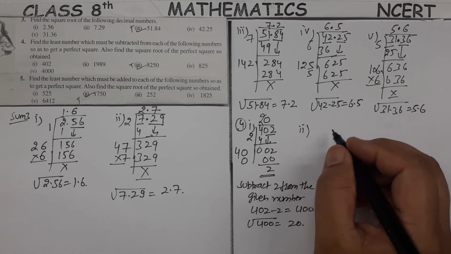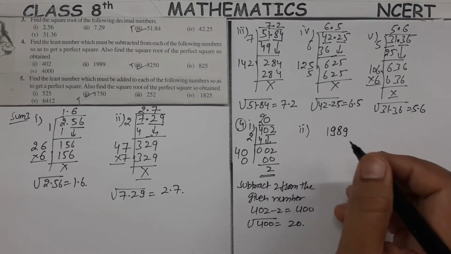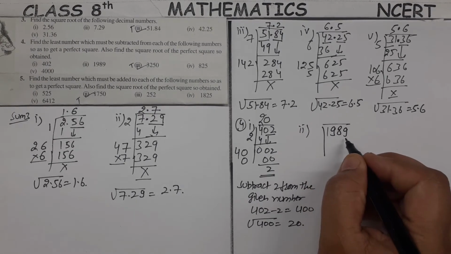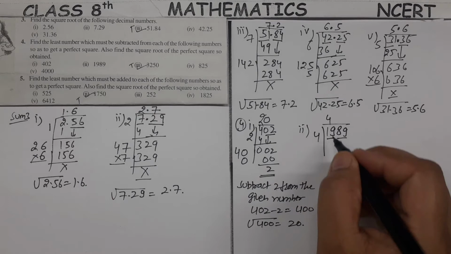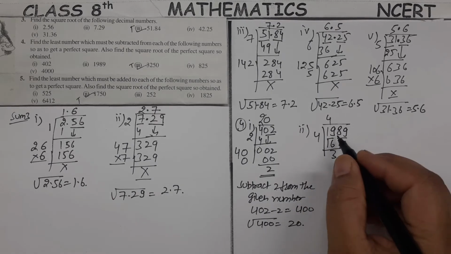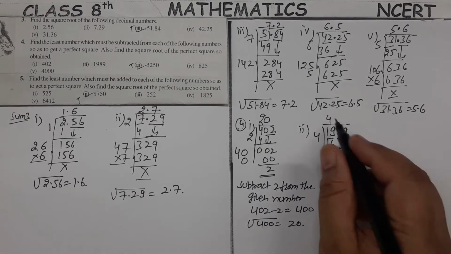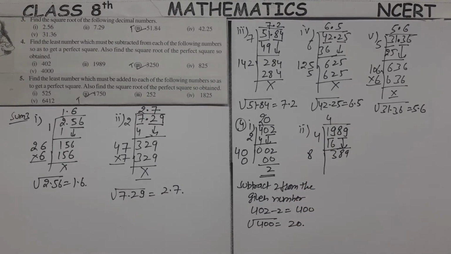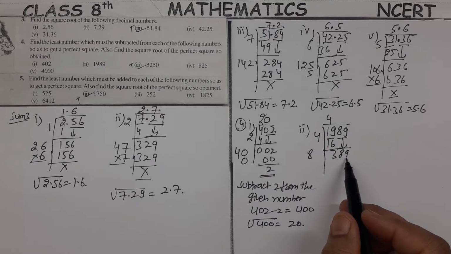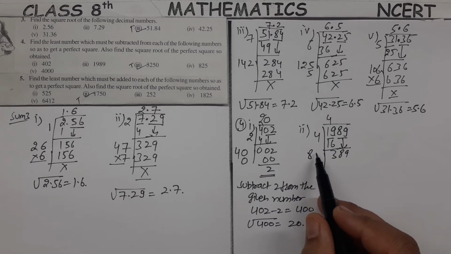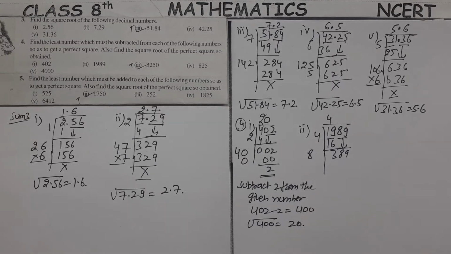Part second, 1989. Pair: 4 fours are 16. Subtract: 3. Pair 89. Double of 4 is 8. We know that 7 squared is 49, but 7 eights are 56. When we put 7 here, multiplied by 7, the number is greater than 389. That's why I will not put 7 here. Now see what we can put here.